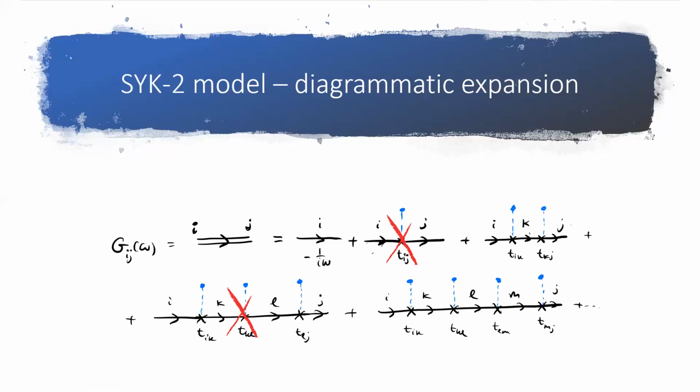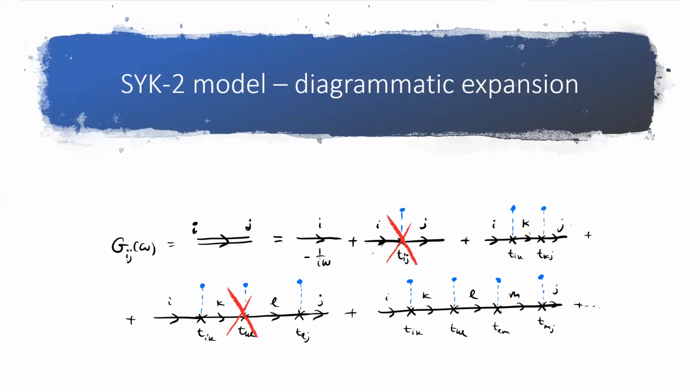And then we'll be left with only an even number of junctions. So now when we disorder average, what we need to do is connect every two lines. We need to contract every two lines in all the possible ways, and then average over the disorder.